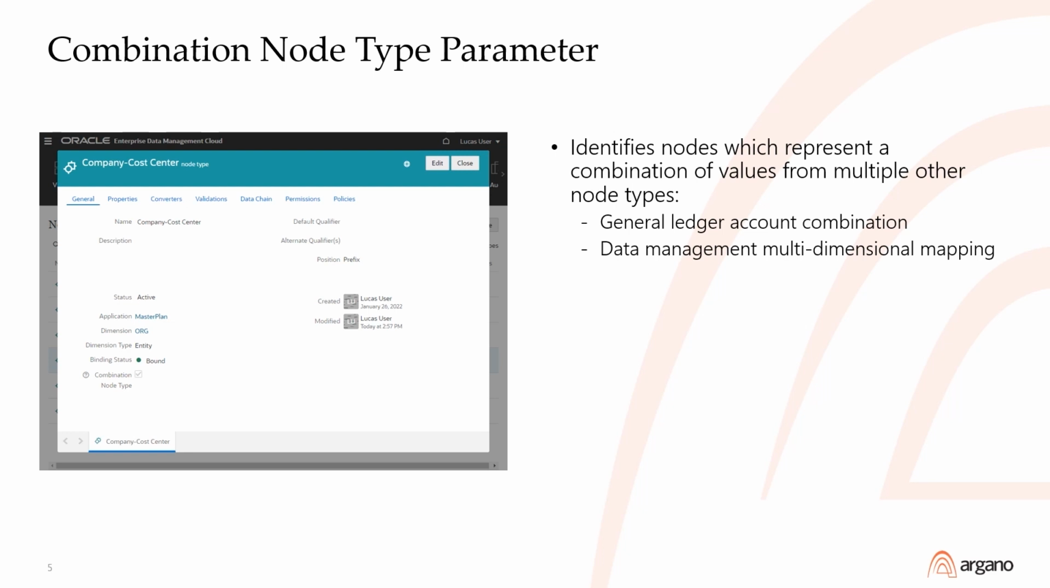The combination node type parameter on a node type is used to identify nodes which represent a combination of values from multiple other node types. Examples of a combination node type include a general ledger account combination or a data management multidimensional mapping. Node types are marked as combinations in the record count log report. This option is expressly for reporting purposes only and does not impact the subscription record count used for pricing purposes.